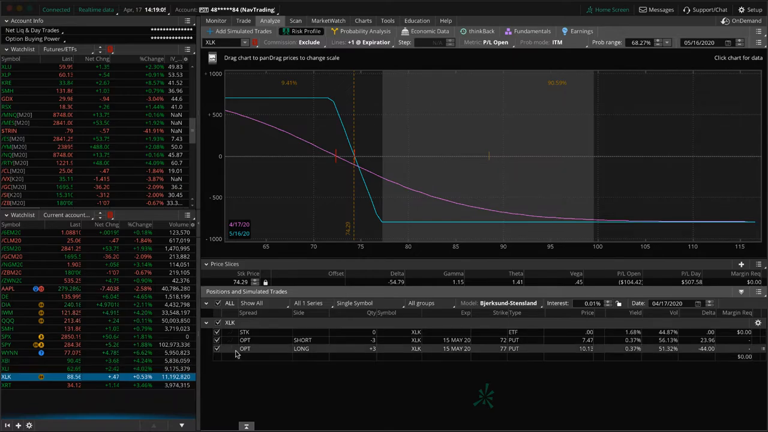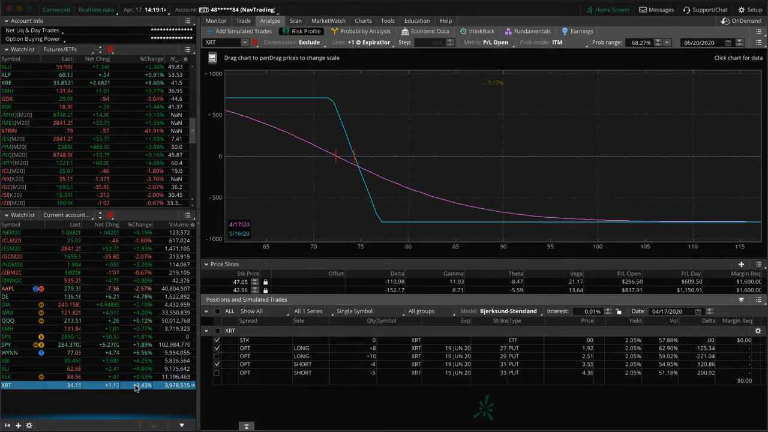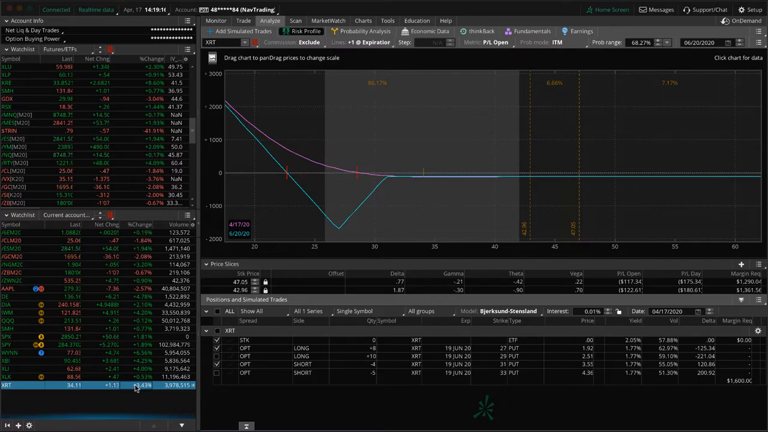XLK, another short delta position. This is a long put vertical. This is another one that's out of range to a point where there's very little chance of getting back. So early next week, we'll probably roll this one out to June as well. And then lastly, XRT.